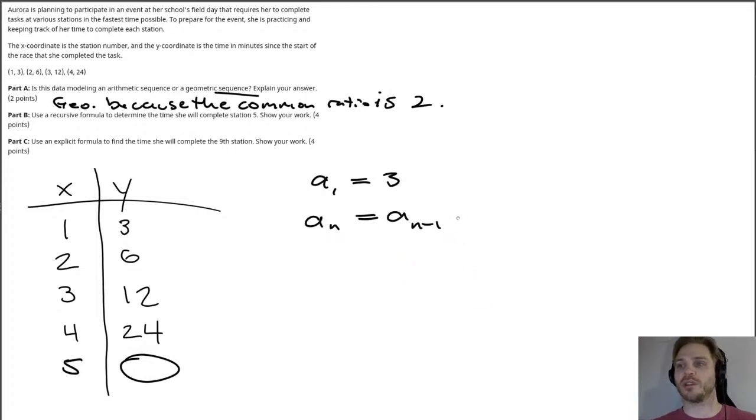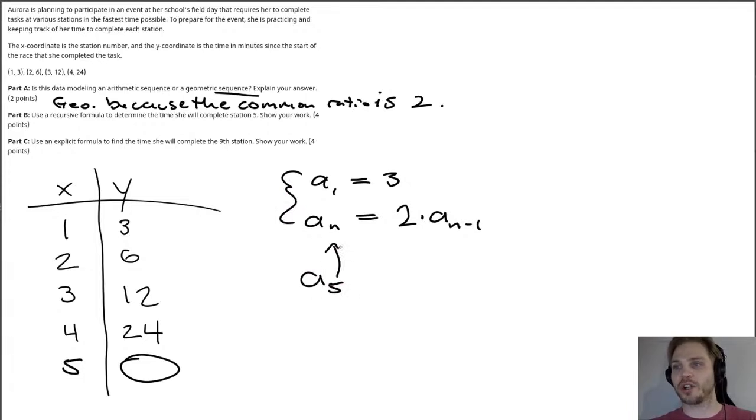That's what n minus 1 means here. We multiply that by 2. So actually, let me write this in a better form. This would be 2 times the term before n. Okay, so this is the recursive formula, and then we can say A5.